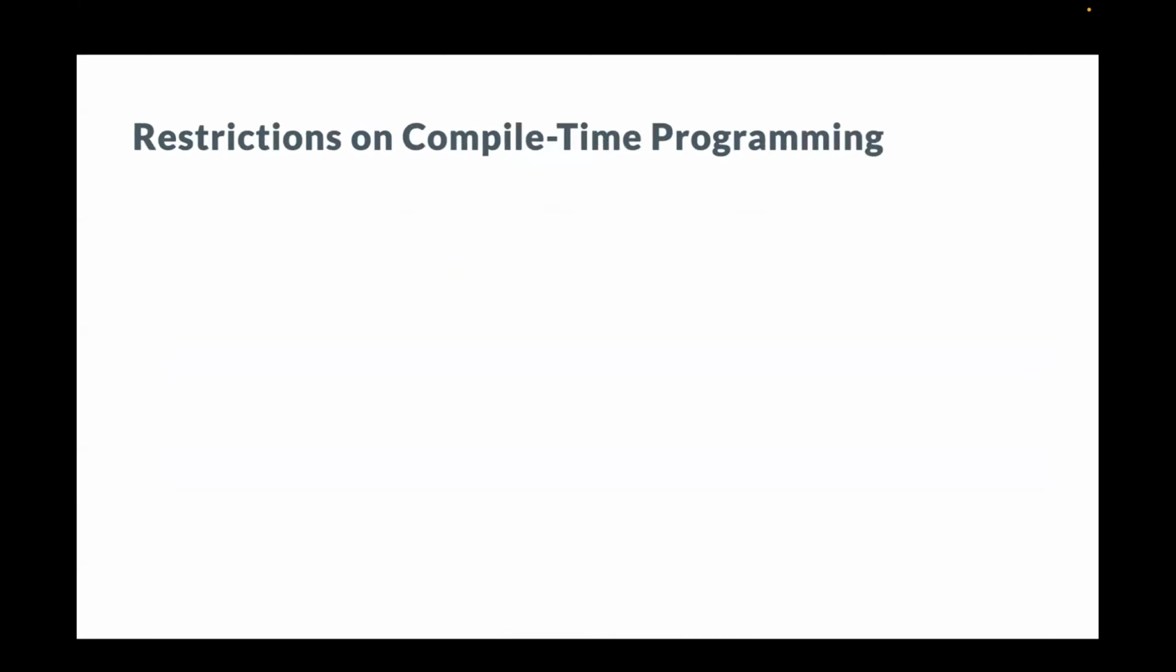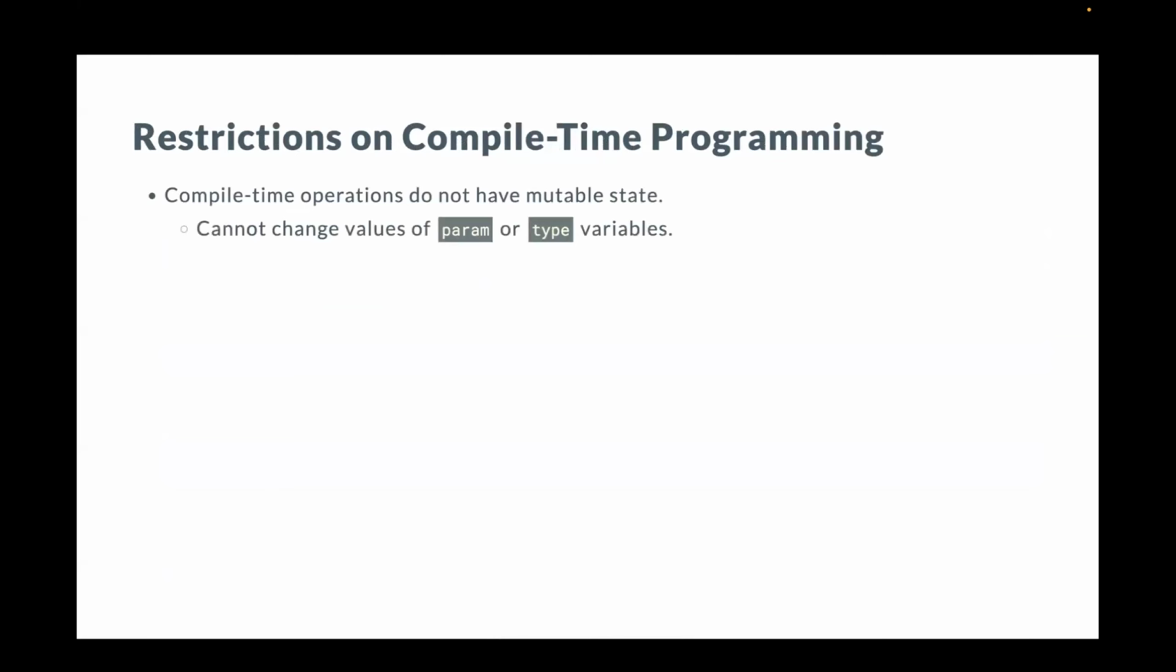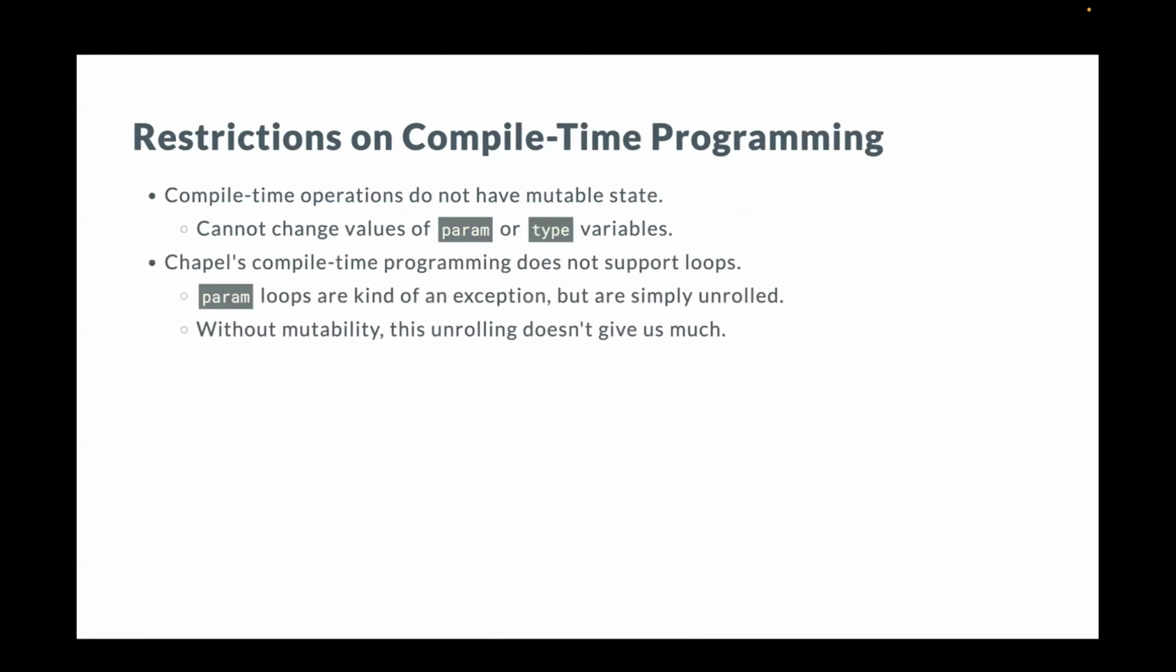But all of this comes with some restrictions that are pretty draconian. So first, compile time operations do not have mutable state. Once you assign the param or type variable, you cannot change it. Also, although Chapel has param loops, which are unrolled, this does not really help you program at compile time because you still don't have mutability. So you can unroll a param loop and resolve its body 10 times, but since you can't change any variables, you can't really preserve any computation between loop iterations. And finally, without state, any functions that accept and produce params or types are basically pure. You really cannot have side effects or, like, print something to the console except as compiler warnings.